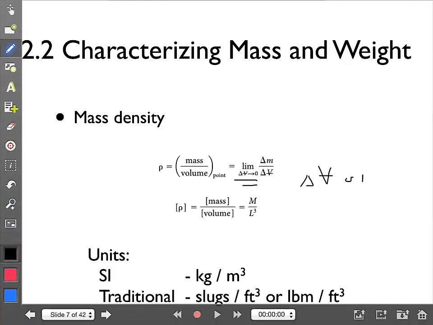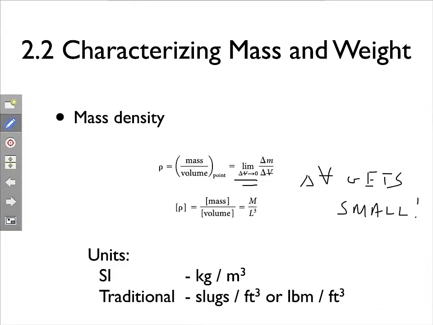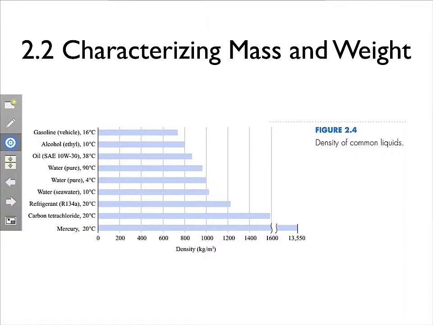Sorry, I'm not sure why my pen's not working. As I said, the volume gets small, not 0. Otherwise, it would invalidate the continuum assumption that we talked about. The units are kilograms per meter cubed, and traditional units are, as we know, slugs and pound mass. Sorry, those are our units of mass. So these can either be slug per foot cubed or pound mass per foot cubed for traditional units.